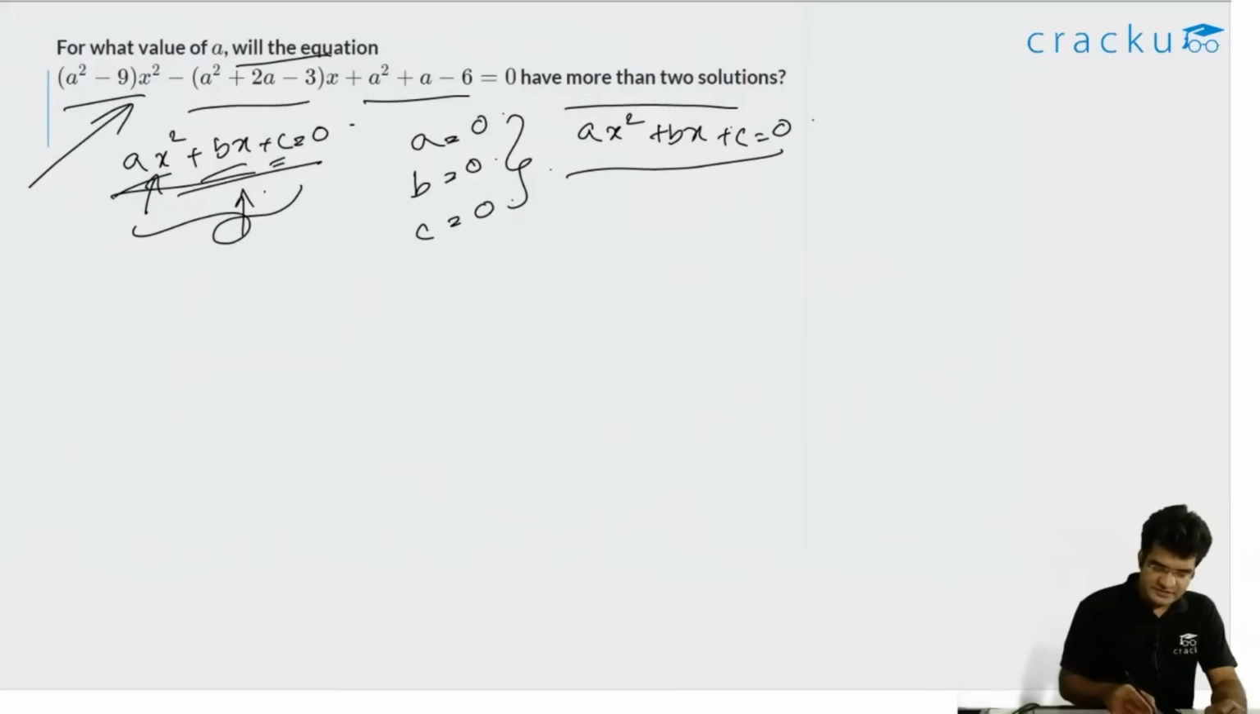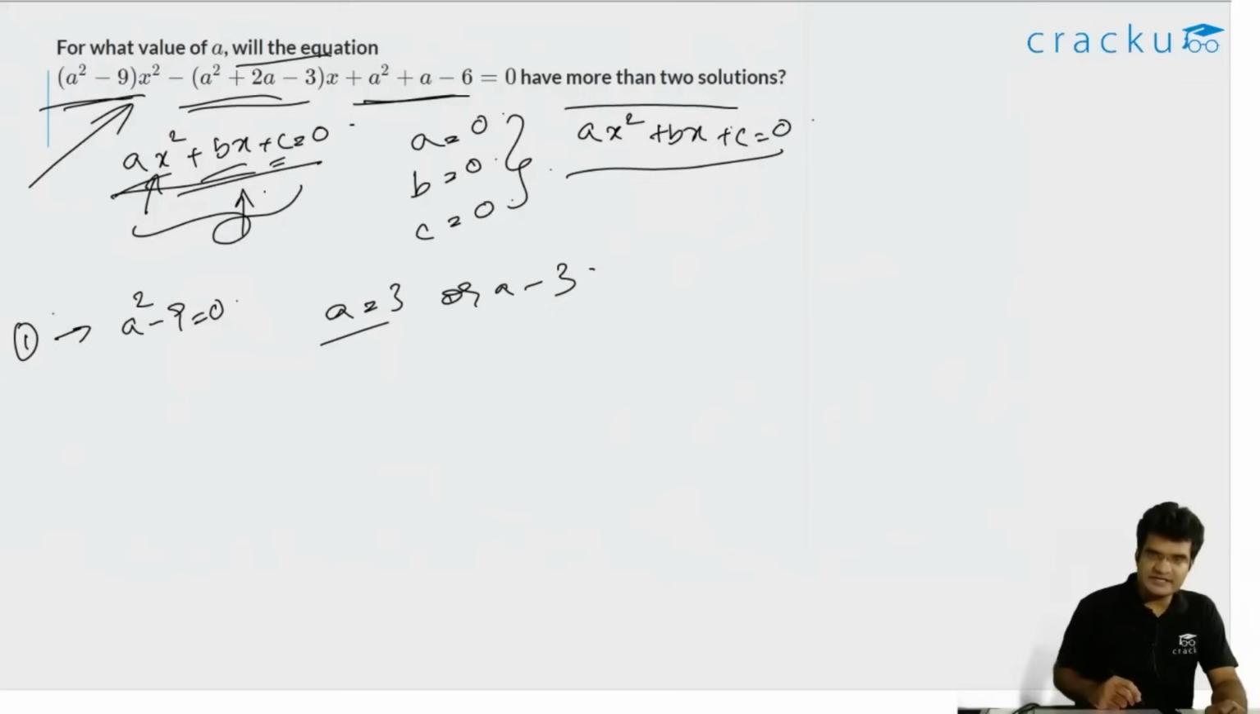So in the given equation, we'll do the same thing. We'll equate the coefficient of x square, the coefficient of x, and the constant term. All three of them should simultaneously equal 0. The coefficient of x square is a square minus 9 is equal to 0. This will happen if a is equal to 3 or a is equal to minus 3. So the first condition is that a should be either 3 or a should be minus 3. The second condition is that the coefficient of x should equal 0.